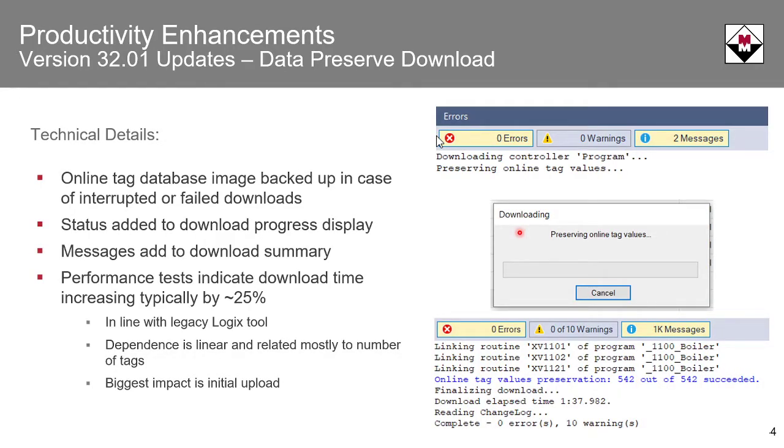So the online tag database image is backed up in case of an interrupted or failed download, and status is added to the download progress display, as well as messages added to the download summary showing what values or how many tags were actually preserved. Now, I'll warn you, this does increase the download time by approximately 25%.